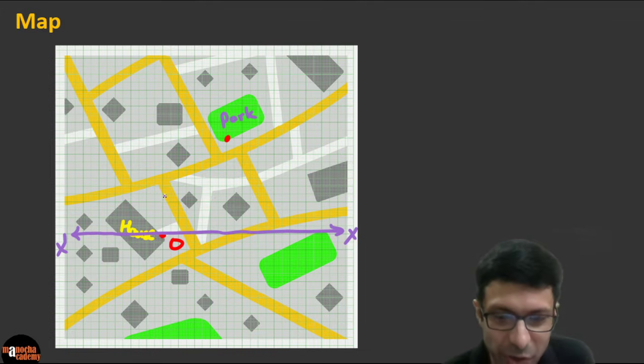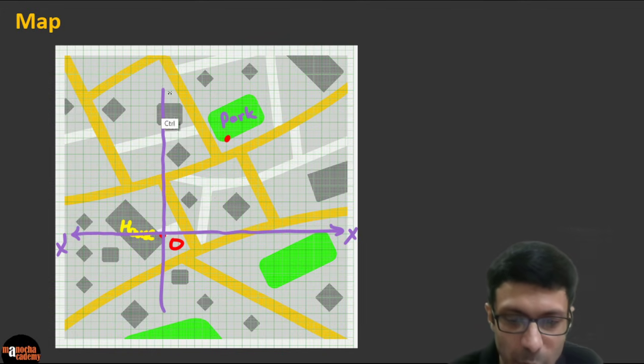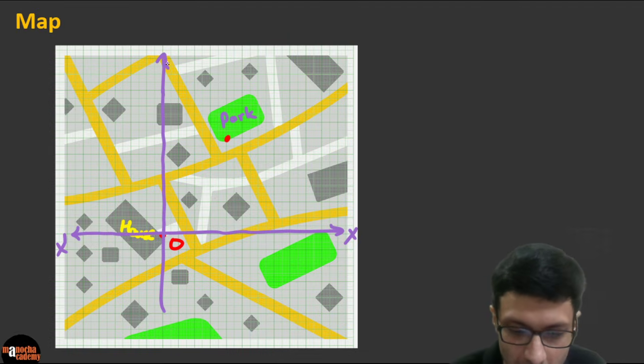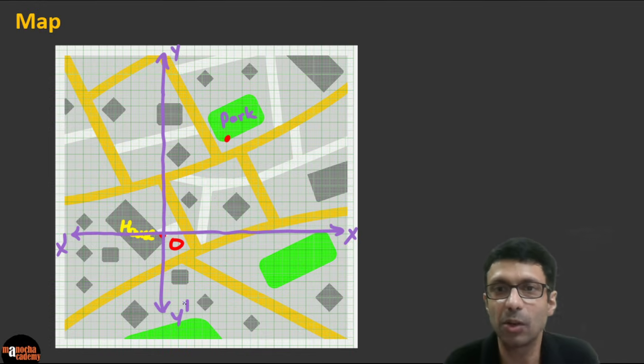Okay, that's not a very straight line. Let me try again, guys. Sorry about that. Okay, it's hard to draw on the tablet. Oops. Okay, let's try again. So this is our y-axis. Looks a little crooked, but you guys get the point. So we are drawing the x and y-axis.